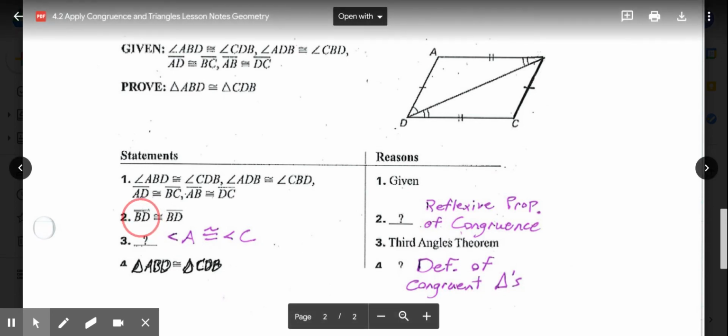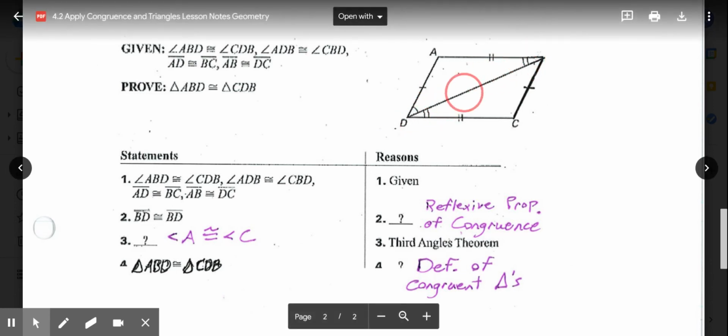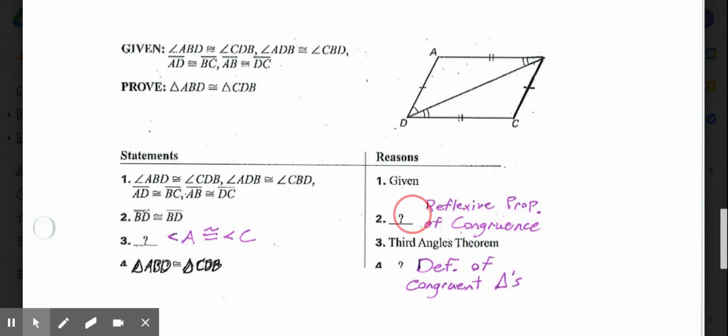After that, they said BD is congruent to BD. So BD, and B is this upper corner here. So I forgot to label that there. It goes A, B is the upper right, CD. So DB congruent to itself, anything equal or congruent to itself is the reflexive property. So for 2 our reason is the reflexive property of congruence.